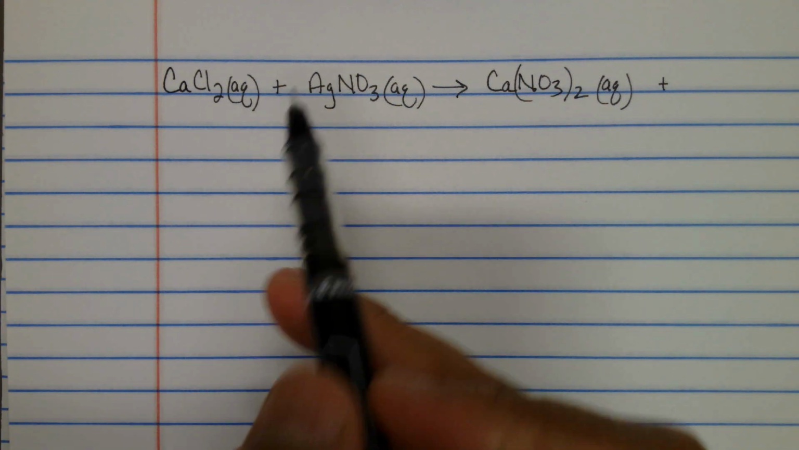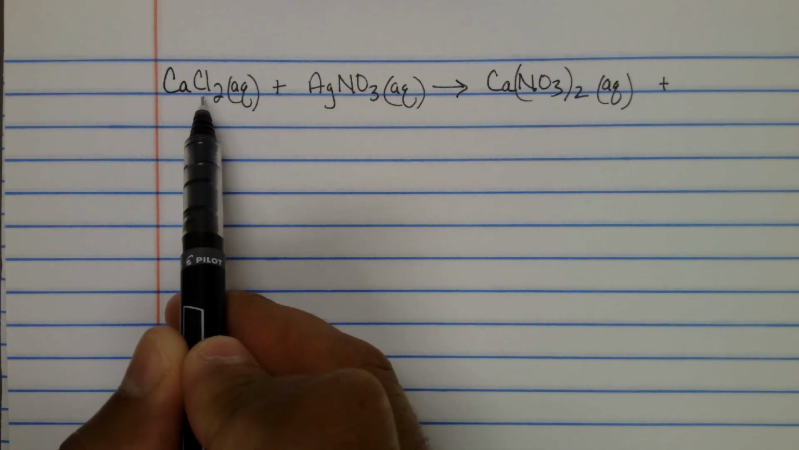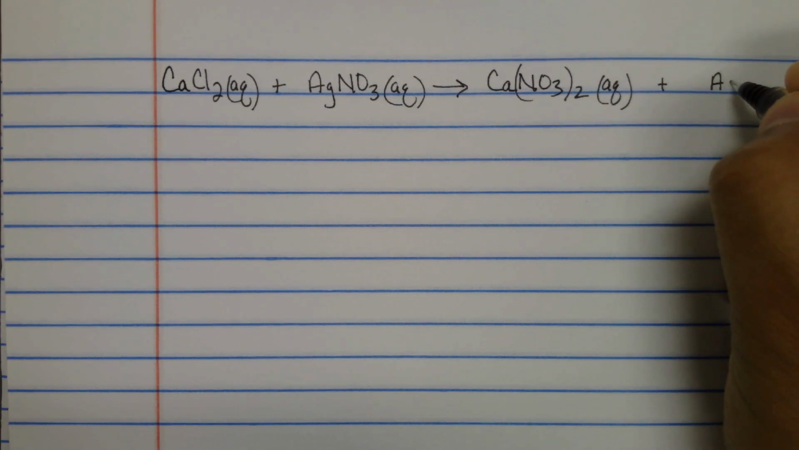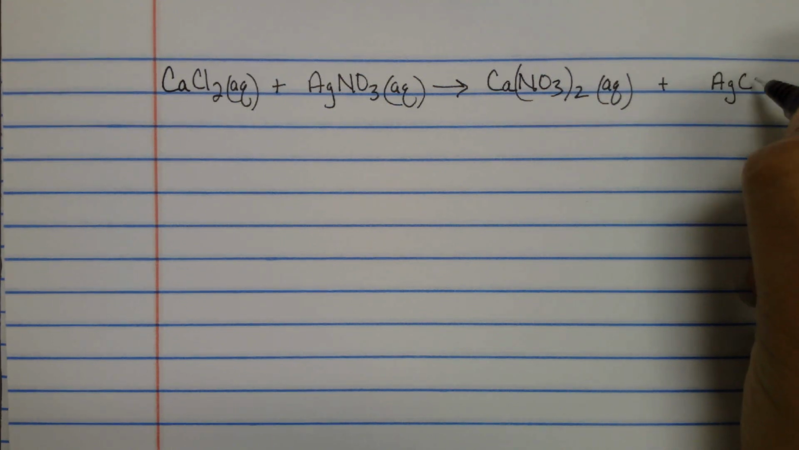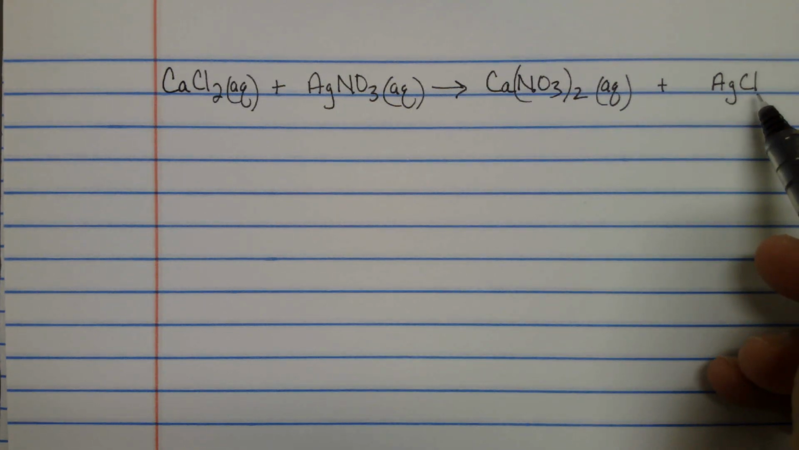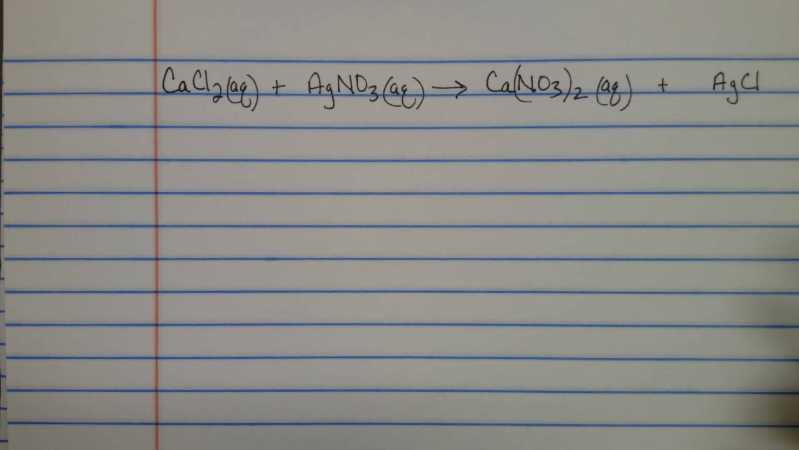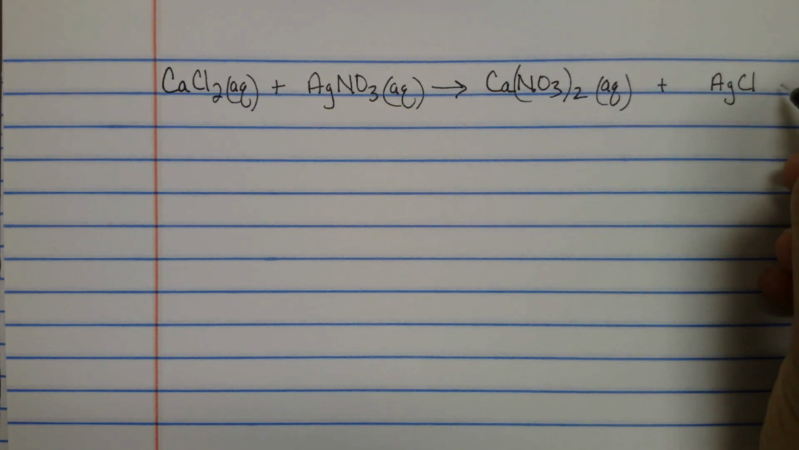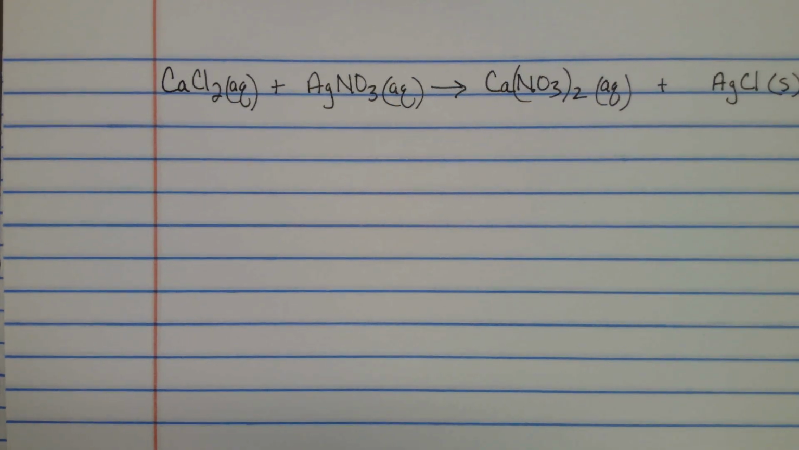And our other product will be silver and chloride. So here, the formula for silver chloride is simply AgCl. And according to the solubility rules, chlorides are soluble in solution except, and one of those exceptions is silver. So we'll write s for solid. So this is our precipitate.